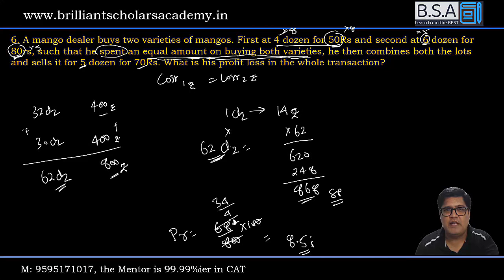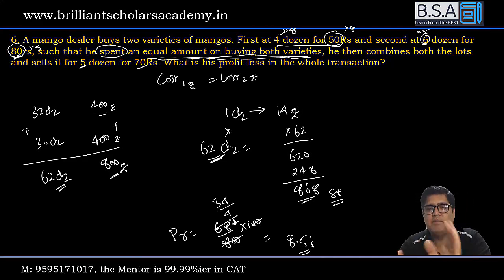But when I go to sell, I'm selling 5 dozen for 70 rupees. So 1 dozen should be for 14 rupees. 62 dozens must be sold for 868 rupees. So what is the profit? 68 upon 800, and you convert that into percentage. Profit percentage would be 8.5 percentage. Yes, these are very fundamental questions, but they take some effort.